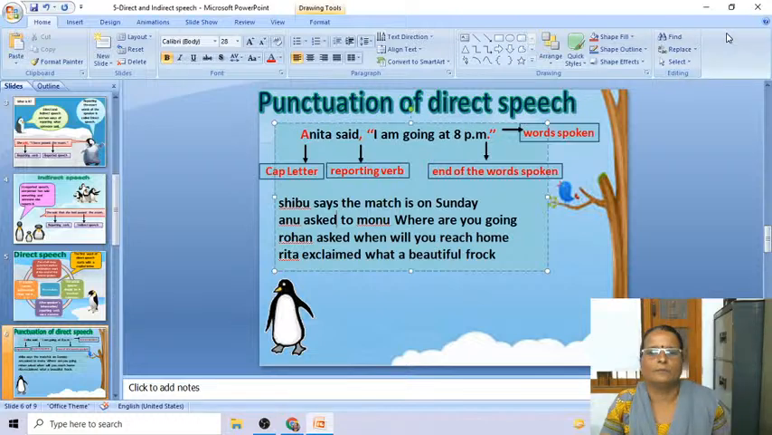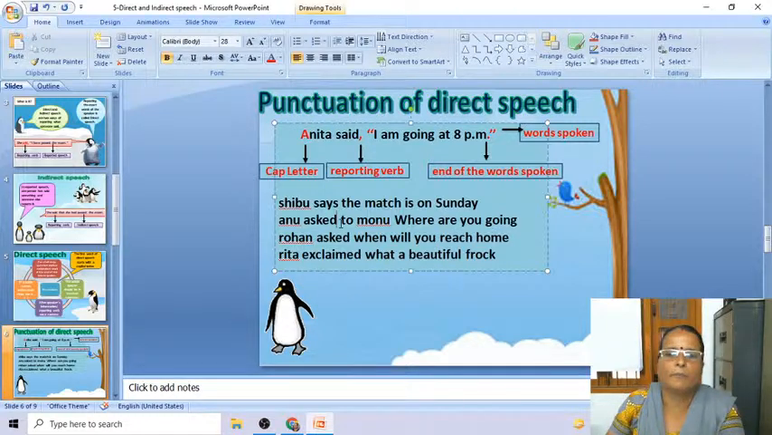Anu asked Monu, where are you going? So children, punctuate it. Remember, if it is a question, you have to use question mark. Come on, hurry up. Let me see. Anu asked Monu. Yes. So remember, Pratyaksh, first question mark, then only inverted comma. Okay, first question mark, then Anu said to Monu. I think Abhishek also made the same mistake, beta. First question mark, then inverted comma.